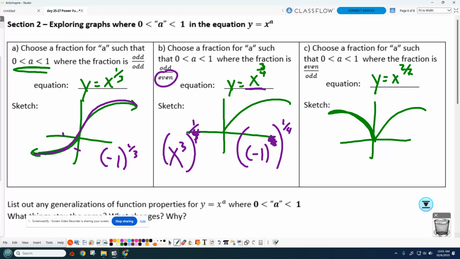And then this one, Naomi said x to the 2/7. So Joaquin, you okay if I pull it apart like that? So I'm going to do the x squared, and then I'm going to do the 1/7. Chloe, what's -1 squared? +1, yeah. And then 1 to the 1/7, it's also positive. So the coordinate -1 is on the function, so the tail's going to go up. That's how we test.